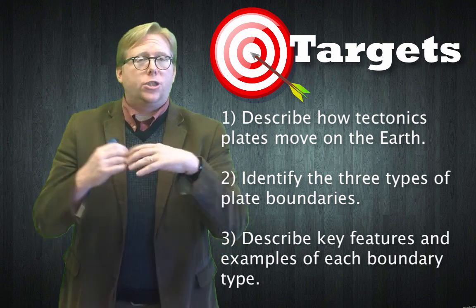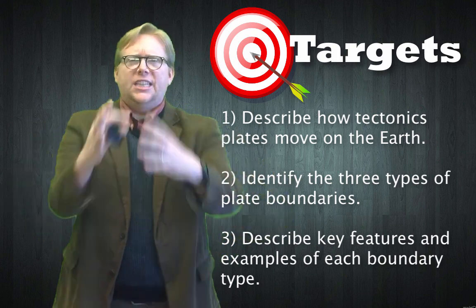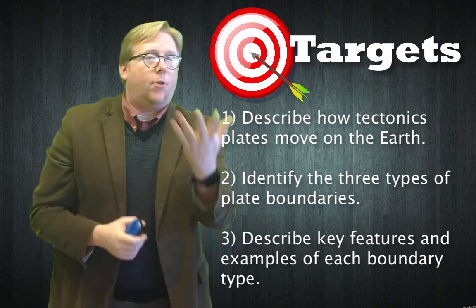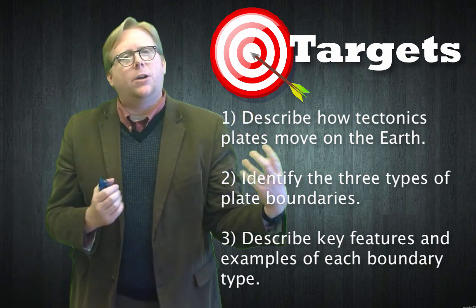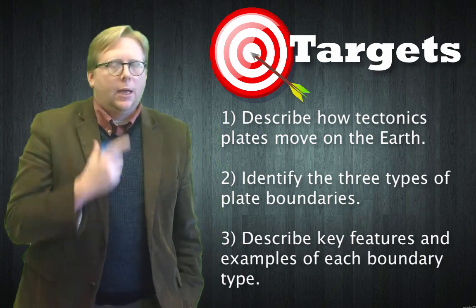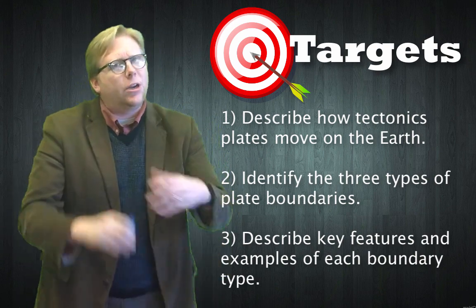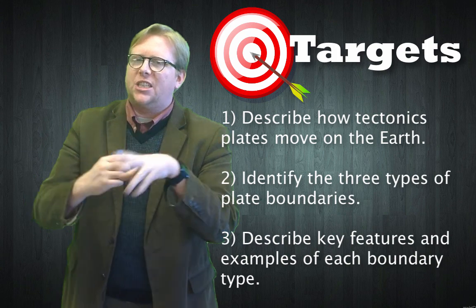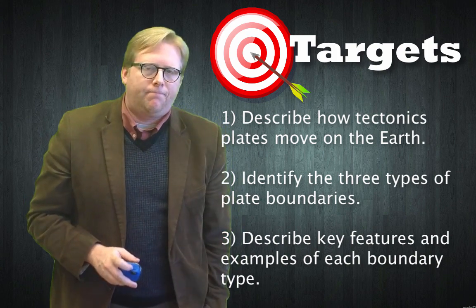That at a convergent boundary, you're going to get these giant collisions in mountains, maybe in volcanoes. At a divergent boundary, you're going to get rift valleys and giant cracks in the ground. And at a transform boundary, you're going to get lots of earthquakes because it's just sliding past each other.